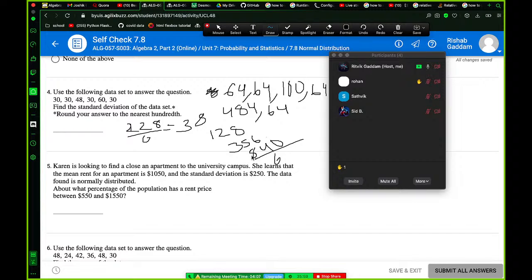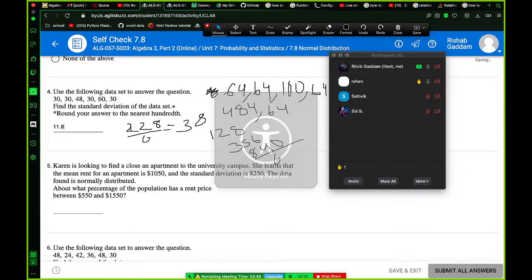Wait, where did you get one? Okay, so 11.83. Good job. That was a little bit fast, but maybe slow down next time. 11 point what? Okay, good job. 0.83.